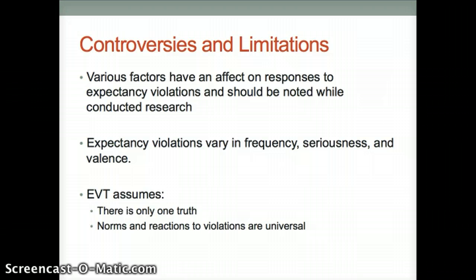A few more controversies and limitations include a person's age affects their reactions in response to expectancy violations, as does cultural background, gender, and many other environmental factors. Expectancy violations vary in frequency, seriousness, and valence. EVT assumes there is only one truth and that norms and reactions to violations are universal. While assumptions are great for research, they are not always true, and the exceptions need to be researched as well.